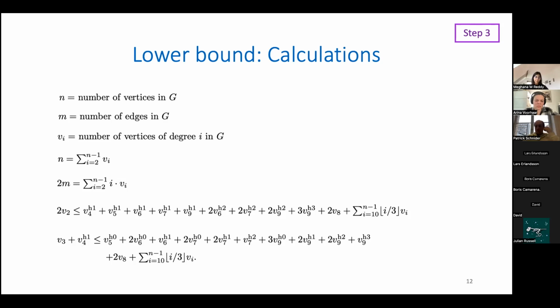Okay, so now we obtain these 2 equations. Now, finally, what we do is calculate the value of m minus 2n. So we have these equations, and we substitute these 2 equations and these 4 equations into m minus 2n. I skipped the math, but essentially what we get is that this is greater than 0, which immediately proves that the number of edges in this graph is at least twice the number of vertices. And this ends the proof.